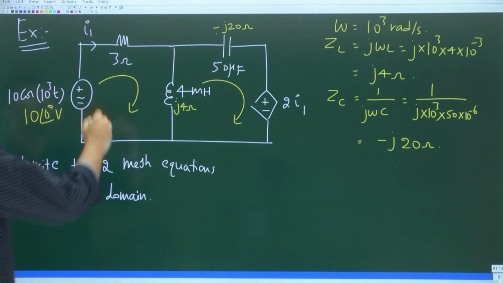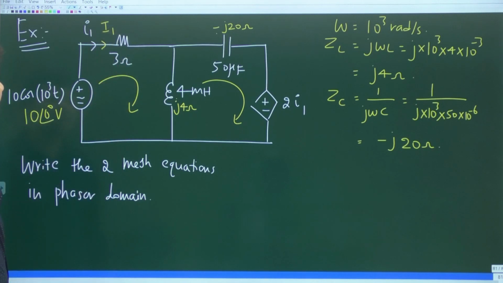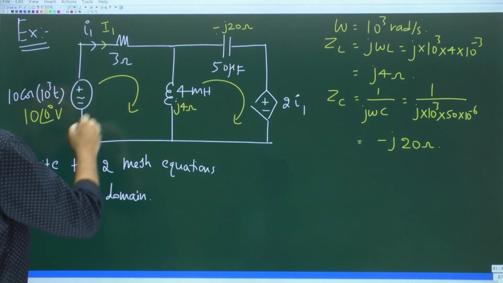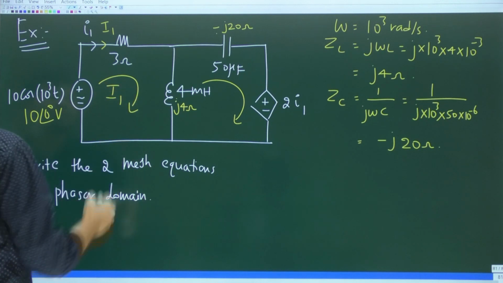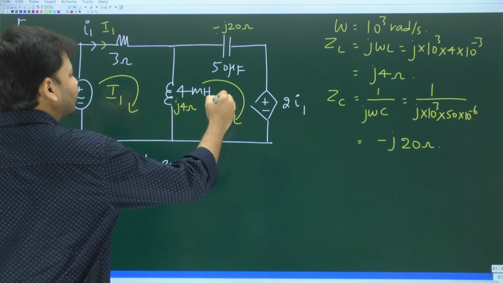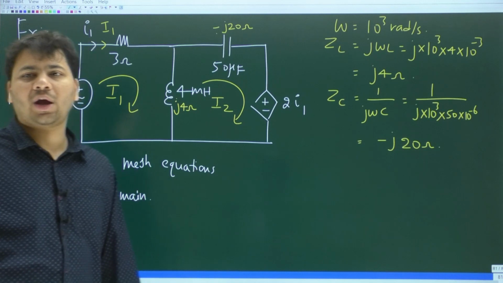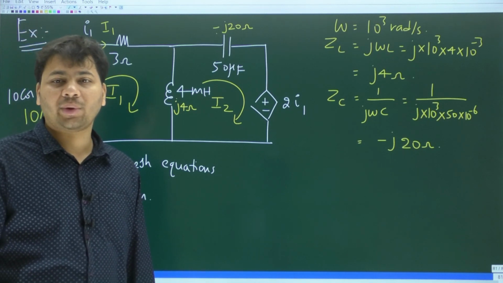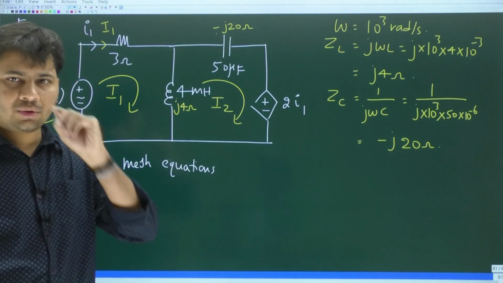That's all. Now this small i1, will it not become capital I1? In fact, this i1, is it not the loop current of the first mesh? So this mesh current in the phasor domain would be capital I1. Let us call the second mesh current capital I2. So as you can see, we have two unknowns, I1 and I2, and if we can write the two mesh equations, we can solve for I1 and I2.